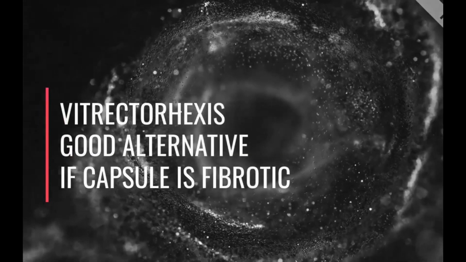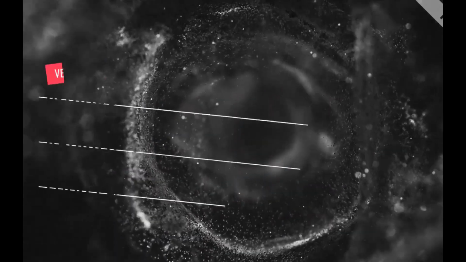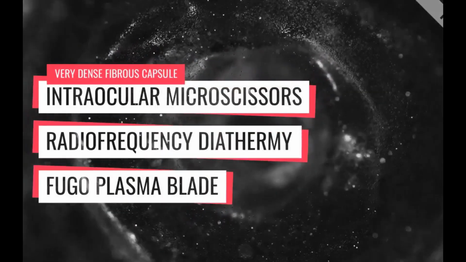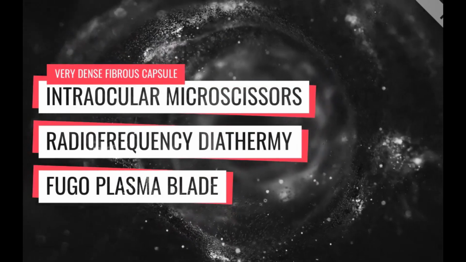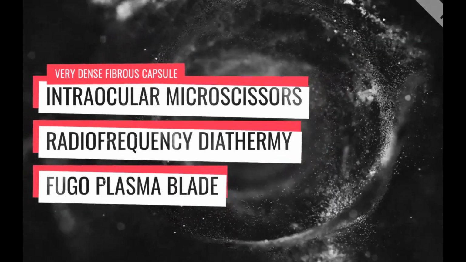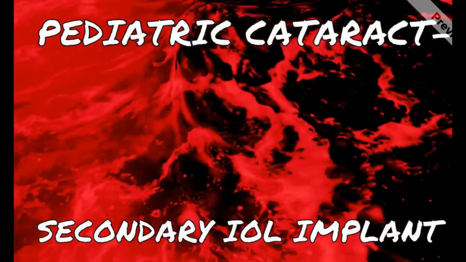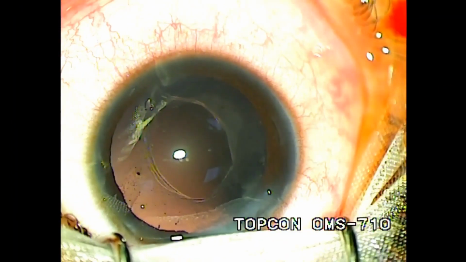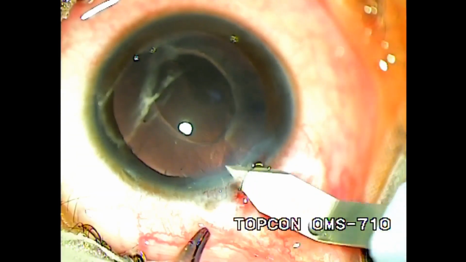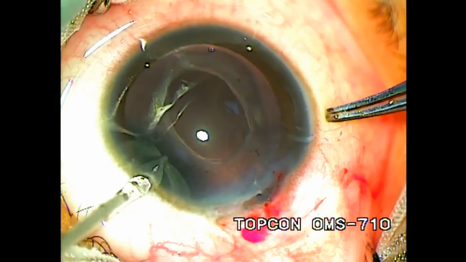Vitrorhexis is a good alternative to manual capsular rhexis in case of a fibrotic capsule. Very dense capsules can also be removed with intraocular microscissors, radiofrequency diathermy, or a plasma blade. We move on to a 4-year-old male child with surgically induced aphakia undergoing secondary IOL implantation. Once the incisions are recreated, vitrectomy is done and the chamber is filled with viscoelastic.